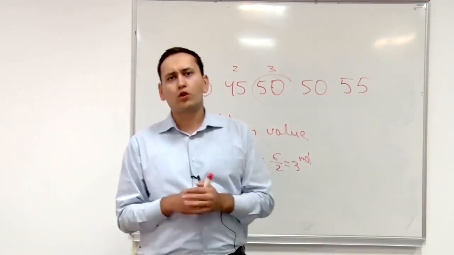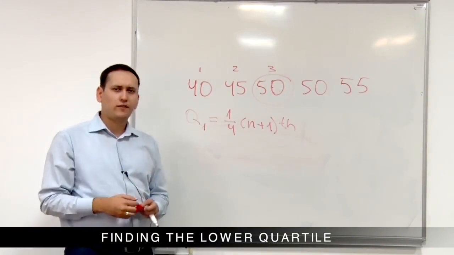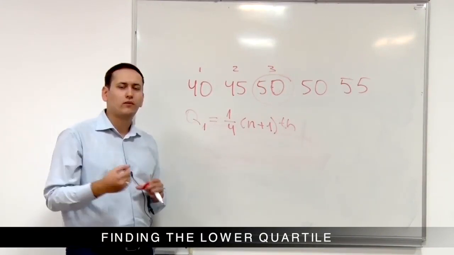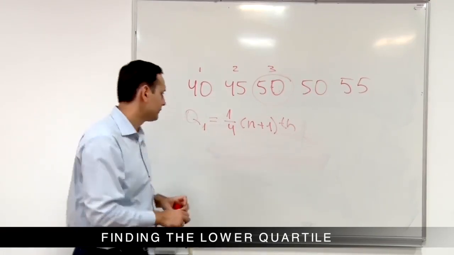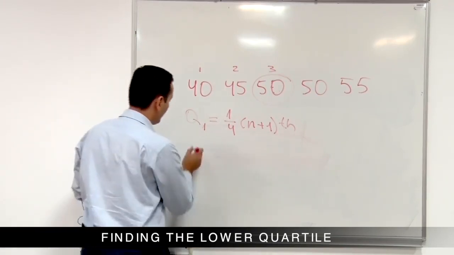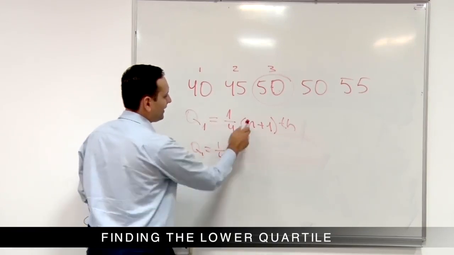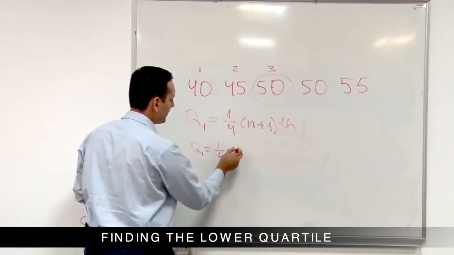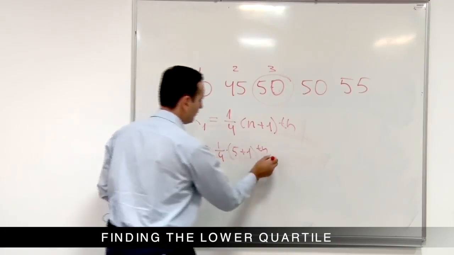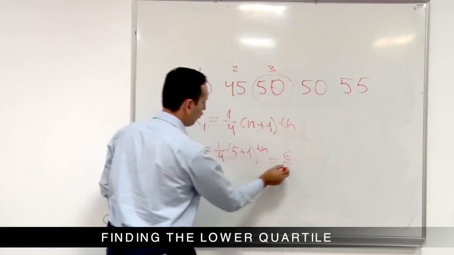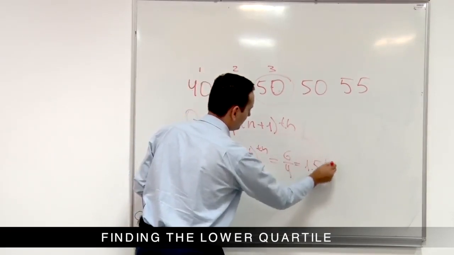Now we'll talk about how to find the lower quartile of the data. So again, just like in the median, we're not actually finding the actual number, but we're finding the order of this value. In our case, Q1 is equal to 1/4 multiplied by n plus 1, where n is 5. So that's going to be 5 plus 1, which is equal to 6/4, which is 1.5th value.